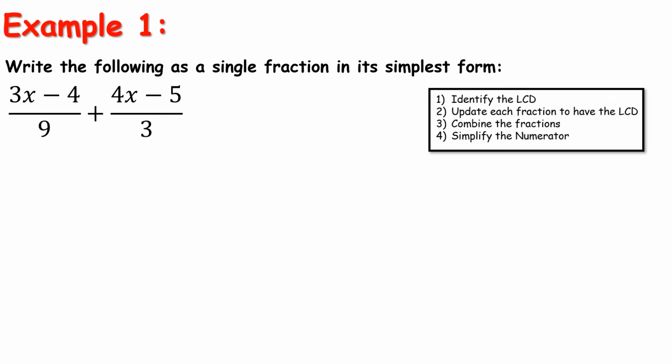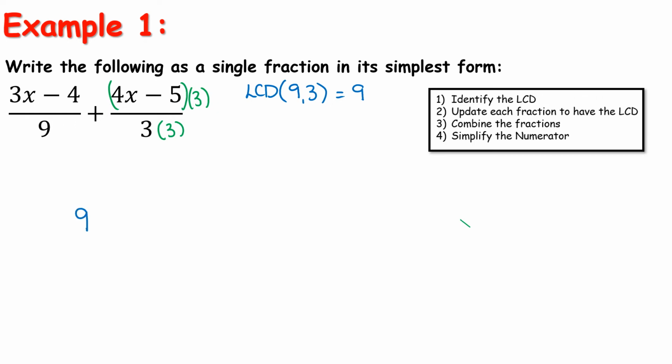Okay, so we have (3x minus 4) over 9 plus (4x minus 5) over 3. Step 1, lowest common denominator. The lowest common denominator of 9 and 3 is actually 9. So 9 doesn't need to be changed. 3, I'm going to multiply by 3, but the numerator also has to be multiplied by 3. Now remember, order doesn't matter with multiplication, but it's often easier to write the single number first.